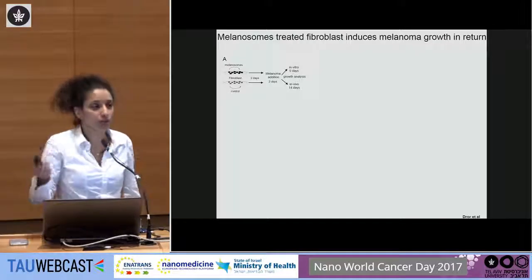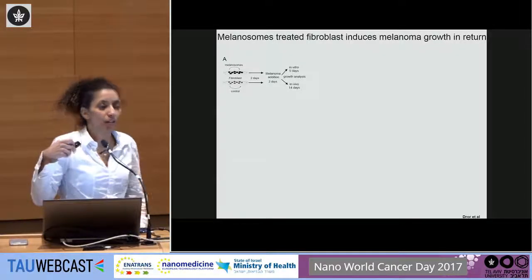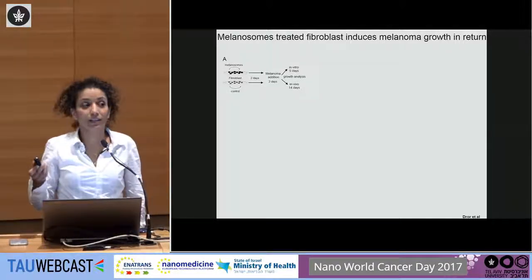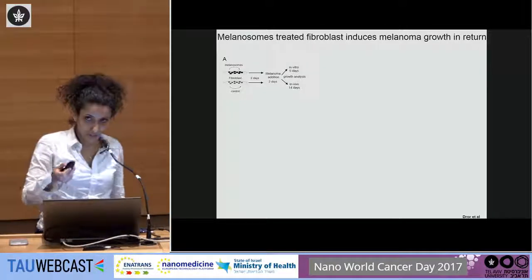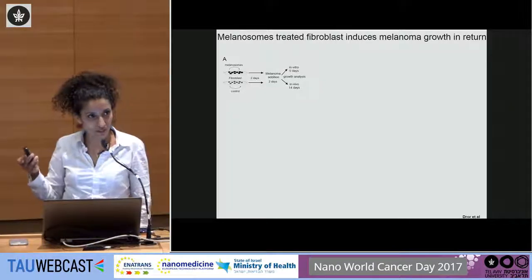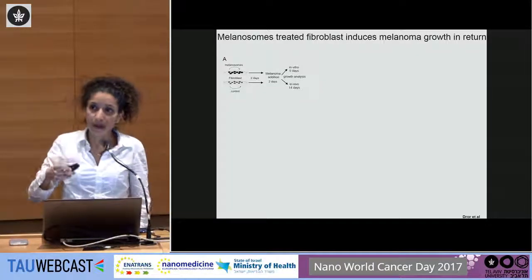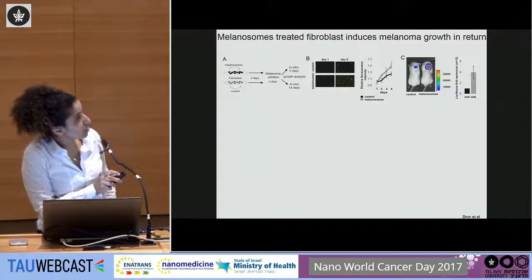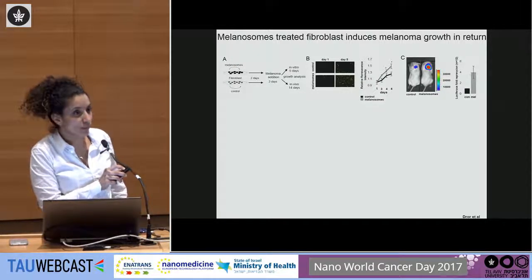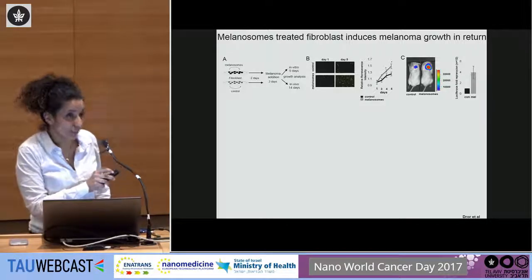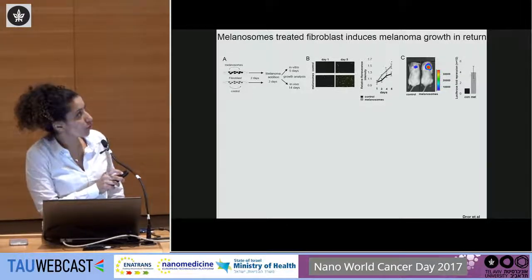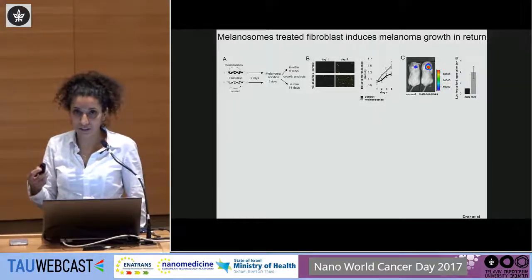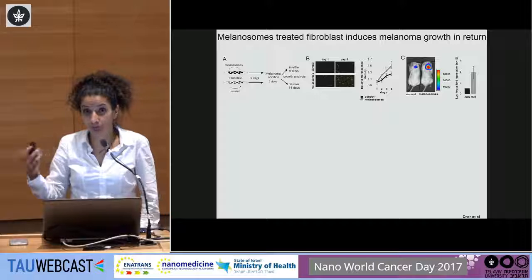Okay, so we saw changes in the dermis. The cells in the dermis are growing faster, they are migrating. Is there any meaning to it? So we took these cells that were treated with melanoma vesicles, and then we took them and mixed them again with melanoma cells. And we saw that when you mix melanoma cells with the dermal cells, with fibroblasts that were pre-treated with melanoma vesicles, the tumor grow much faster. So these changes in the dermis are enhancing melanoma growth.